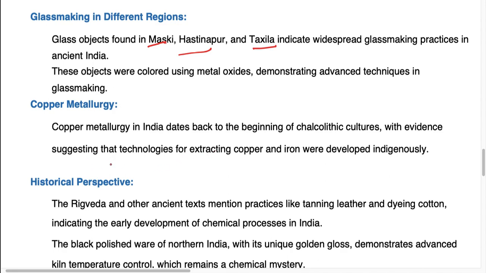Copper metallurgy. Copper metallurgy in India dates back to the beginning of the Chalcolithic cultures, with evidence suggesting that technologies for extracting copper and iron were developed indigenously.